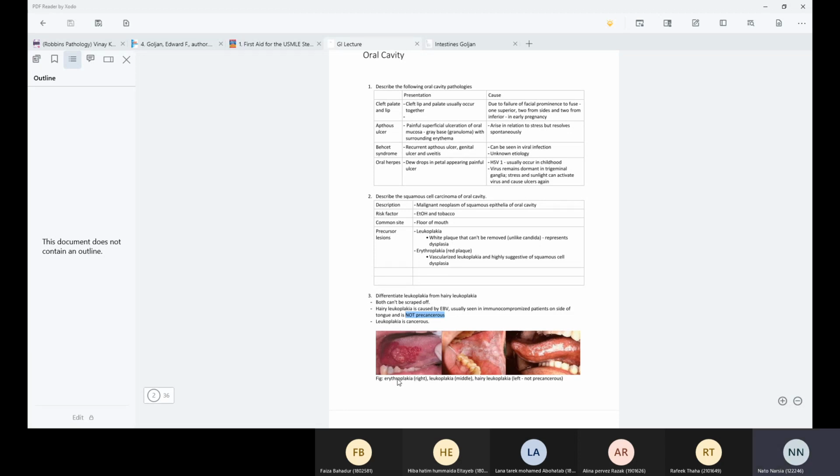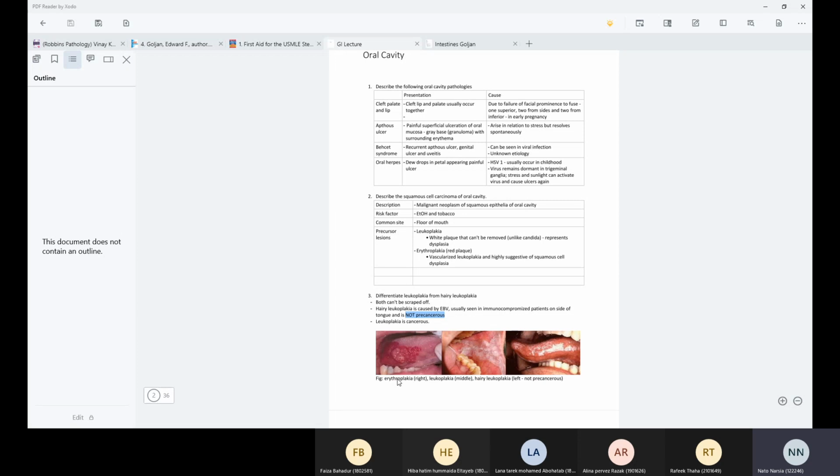Precursor lesions, you should know. Precursor lesions are lesions that can lead to cancer. Two options you have: leukoplakia and erythroplakia. If the question is which has the higher risk of developing cancer, the answer will be erythroplakia, because you have dysplastic squamous cells with high vascularization. There is a very high risk of cancer.